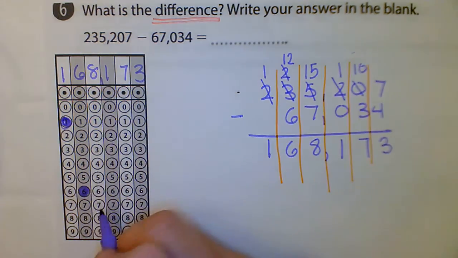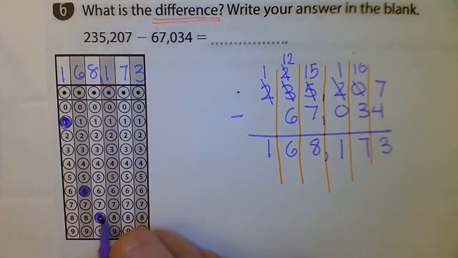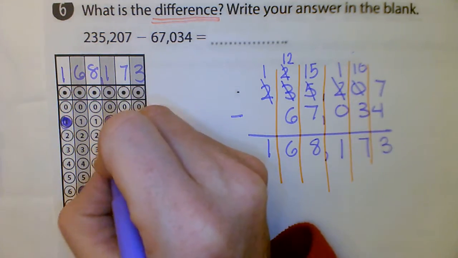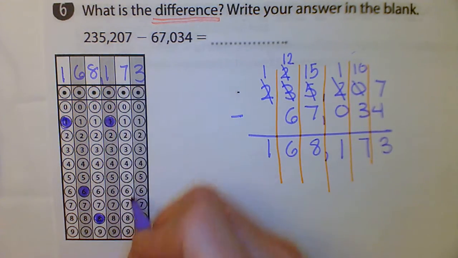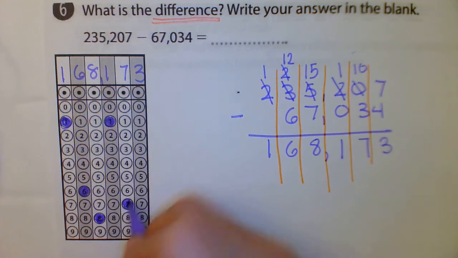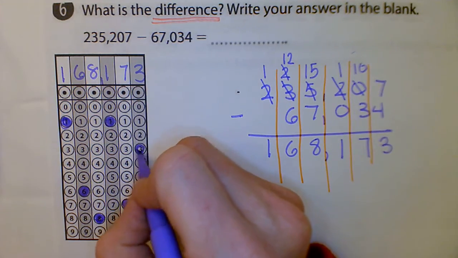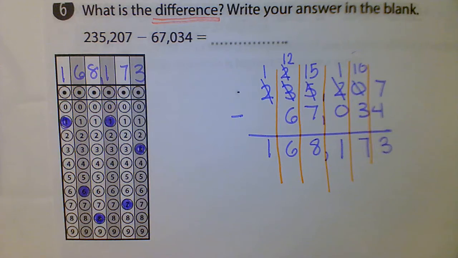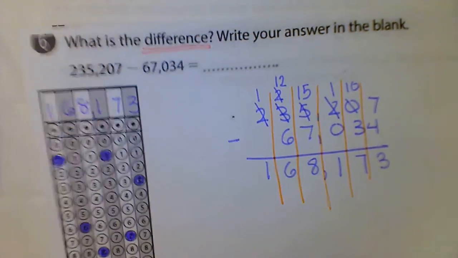In this one I have an 8, so I'm going to go down to the 8. Here I have a 1, so I go to the 1. I have a 7, so I go to the 7. I have a 3, so I go to the 3. And there you have it. All right, let's go on to the next question. So that was number 6.